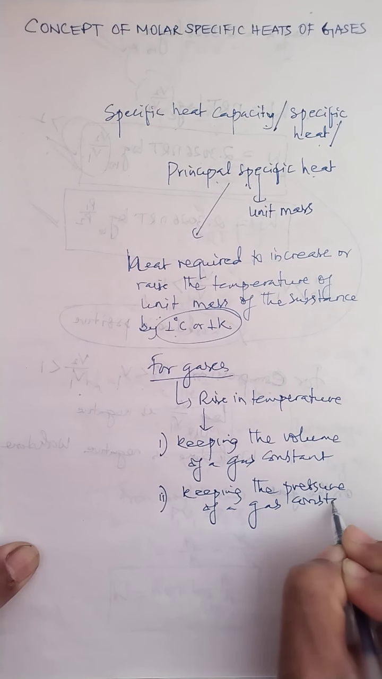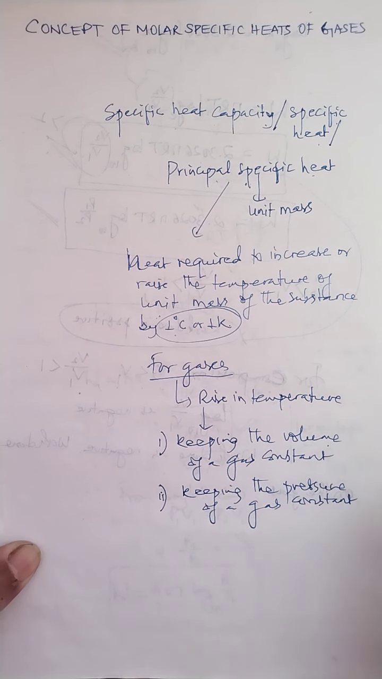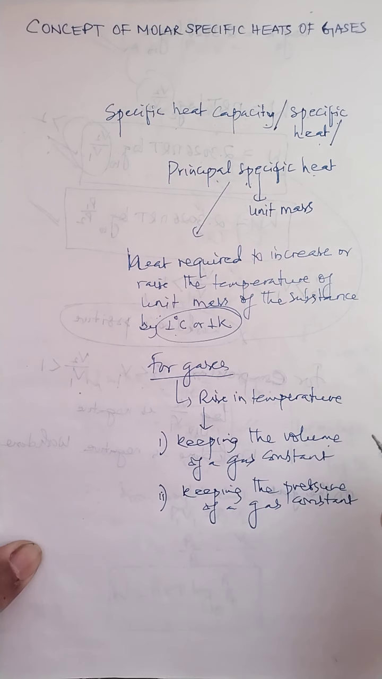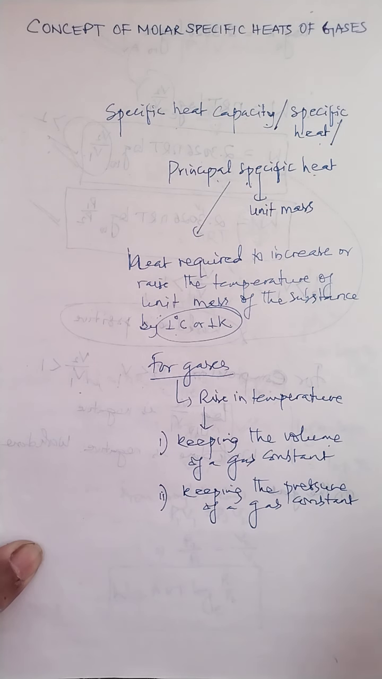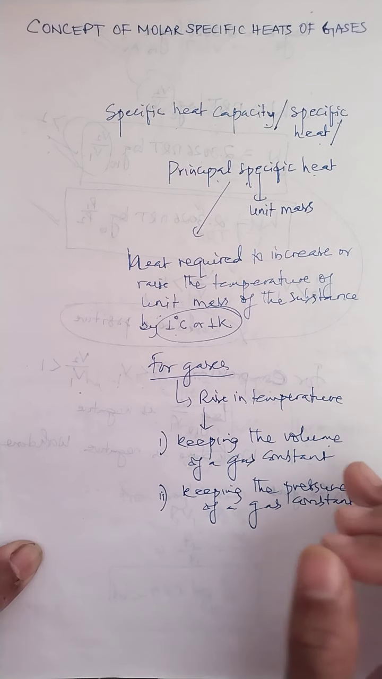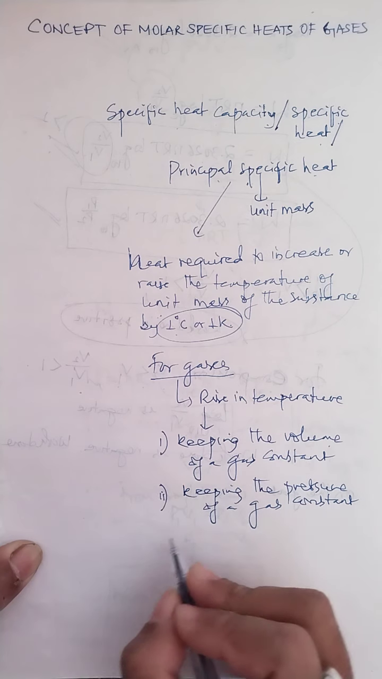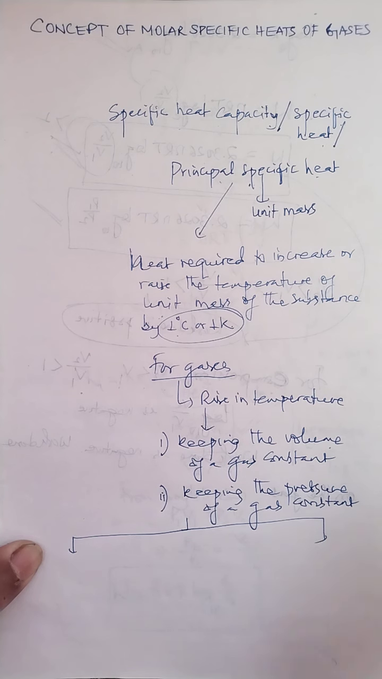That means for any gas, the temperature can be raised, one by keeping the volume constant, another by keeping the pressure constant. Keeping the volume constant is what we call an isochoric process, and keeping the pressure constant is what we call an isobaric process. Under this case, there are two principal specific heat capacities, or simply specific heats, that can be defined for gases.